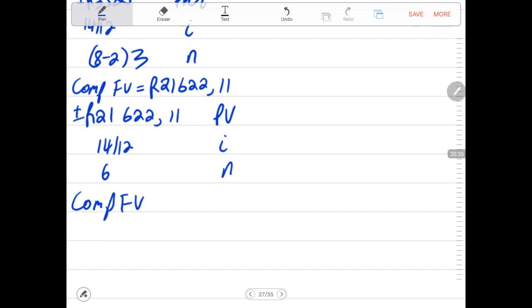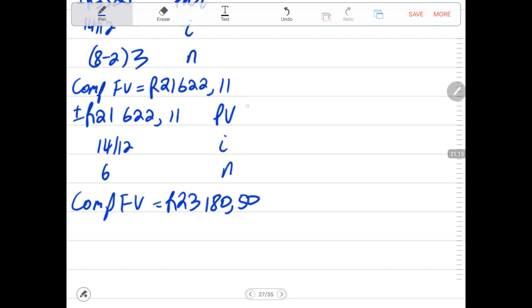So now we say second function, alpha 00, clear the memory, plus minus 21,622.11 is the present value. 14 divided by 12 is our interest. 6 is our N. We compute our future value. Future value is 23,180 rand 50 cents. So this is the future value at the end of month 14.